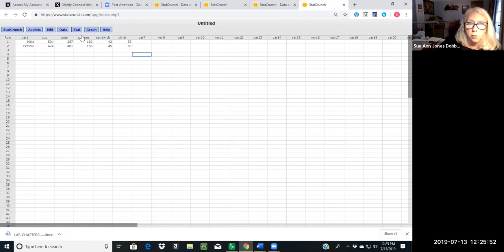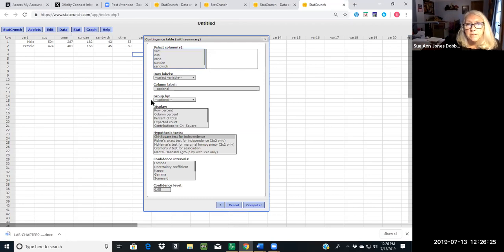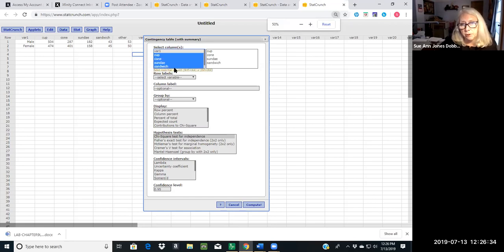So to do this, this is the important thing. And yes, there is a StatCrunch handout on how to run an independence test with a contingency table. That handout is in the course content of Unit 5. Okay, so I'm going to go to Stat, and down to Tables, then across and down to Contingency, and then Summary. Okay, so I need to select all the columns. So Cup, and then I need to hold down the Control button so I can add the others. There should be one other.